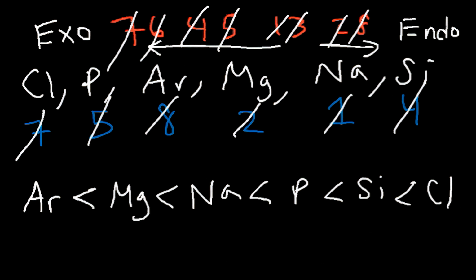So out of the elements listed, if we add an electron, chlorine is going to be the one that's most exothermic. It's going to release a lot of energy. Whereas argon is going to be the least exothermic or the most endothermic. To add an electron to a gaseous atom of argon, we need to add energy to get that going.